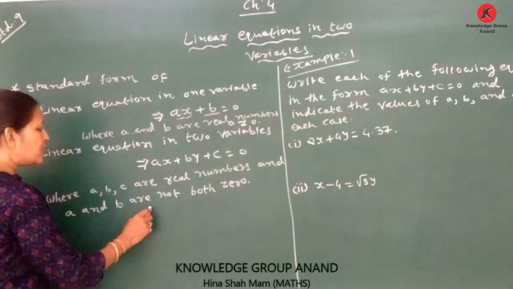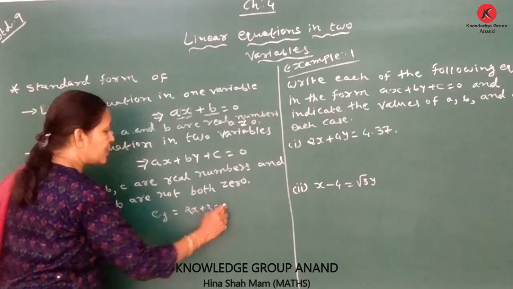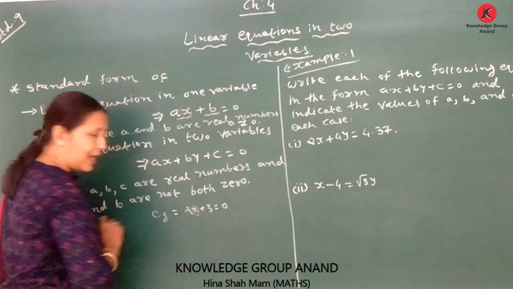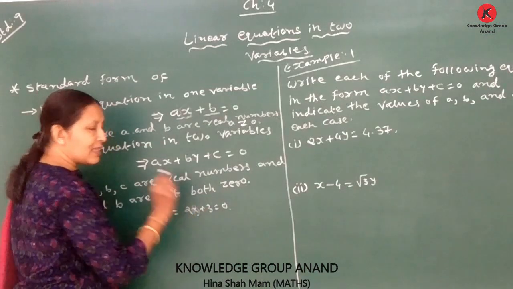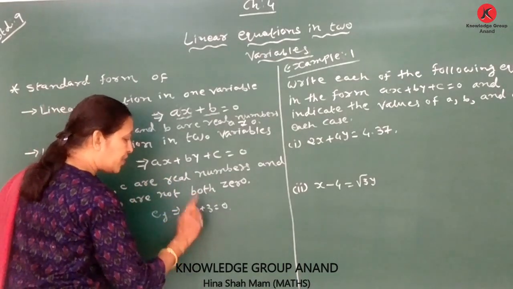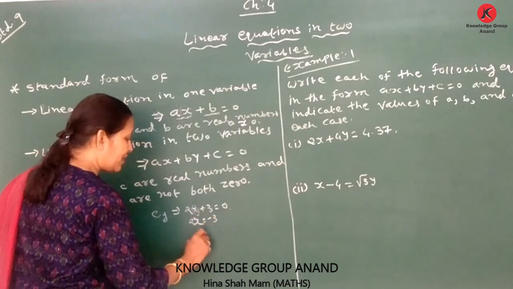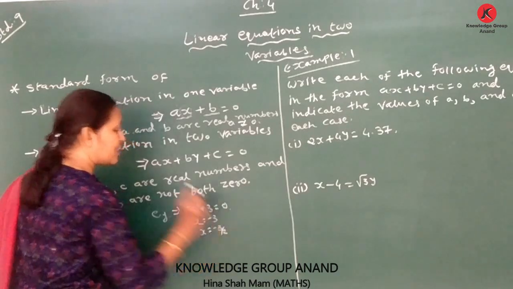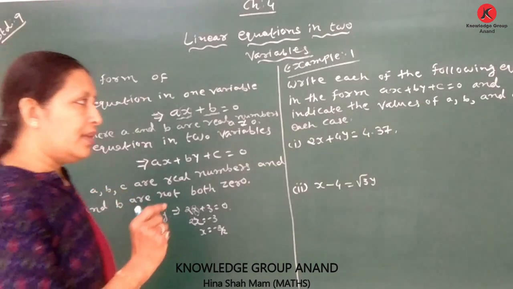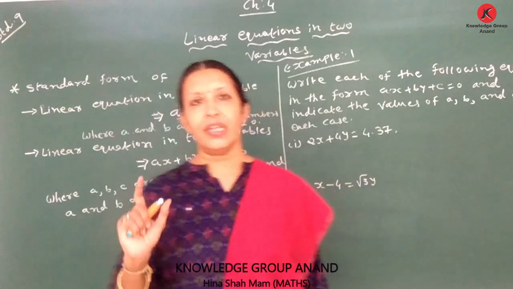As an example, suppose 2x plus 3 equals 0. It is one variable. Here the variable is x, a is equal to 2, b is equal to 3. Therefore, it has a unique zero. 2x is equal to minus 3, x is equal to minus 3 by 2. That is, a linear equation has a unique zero.